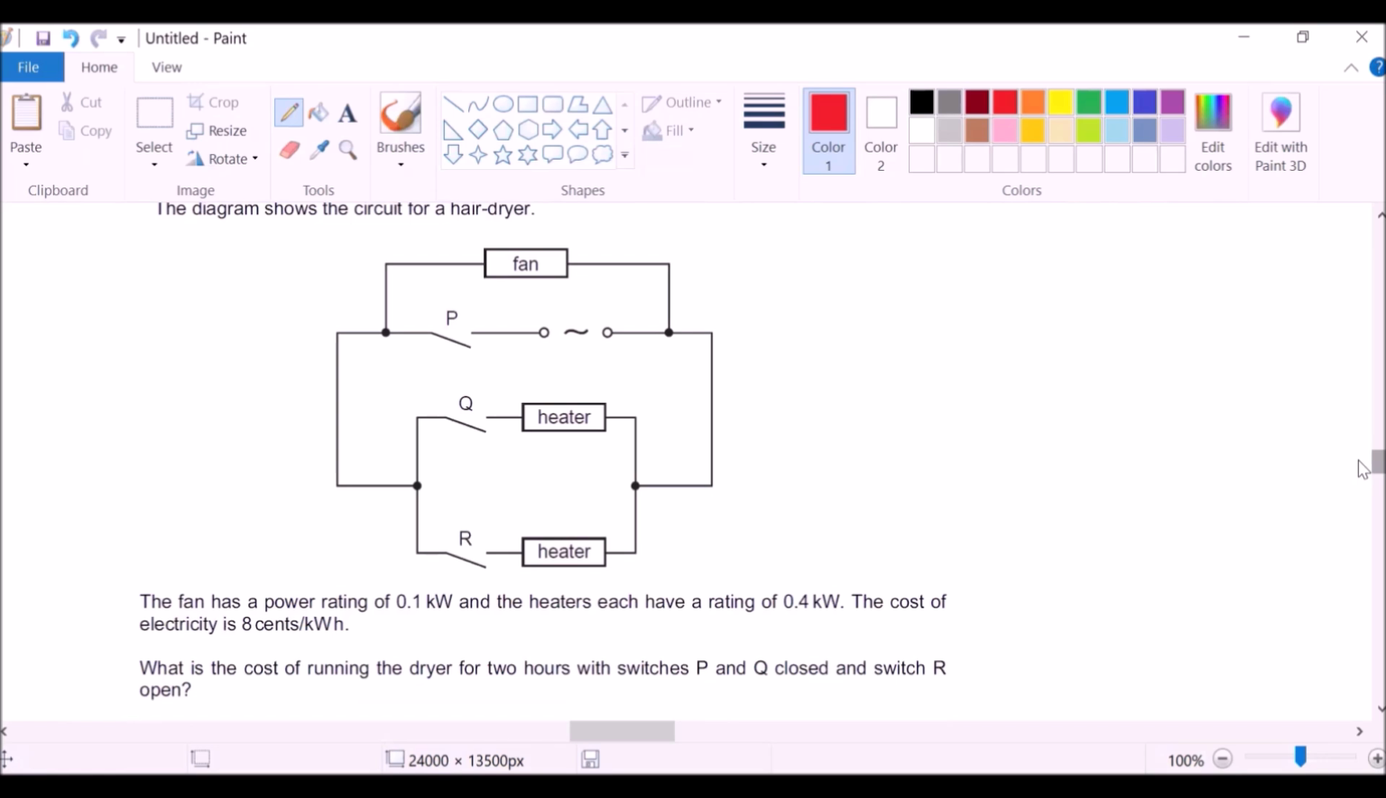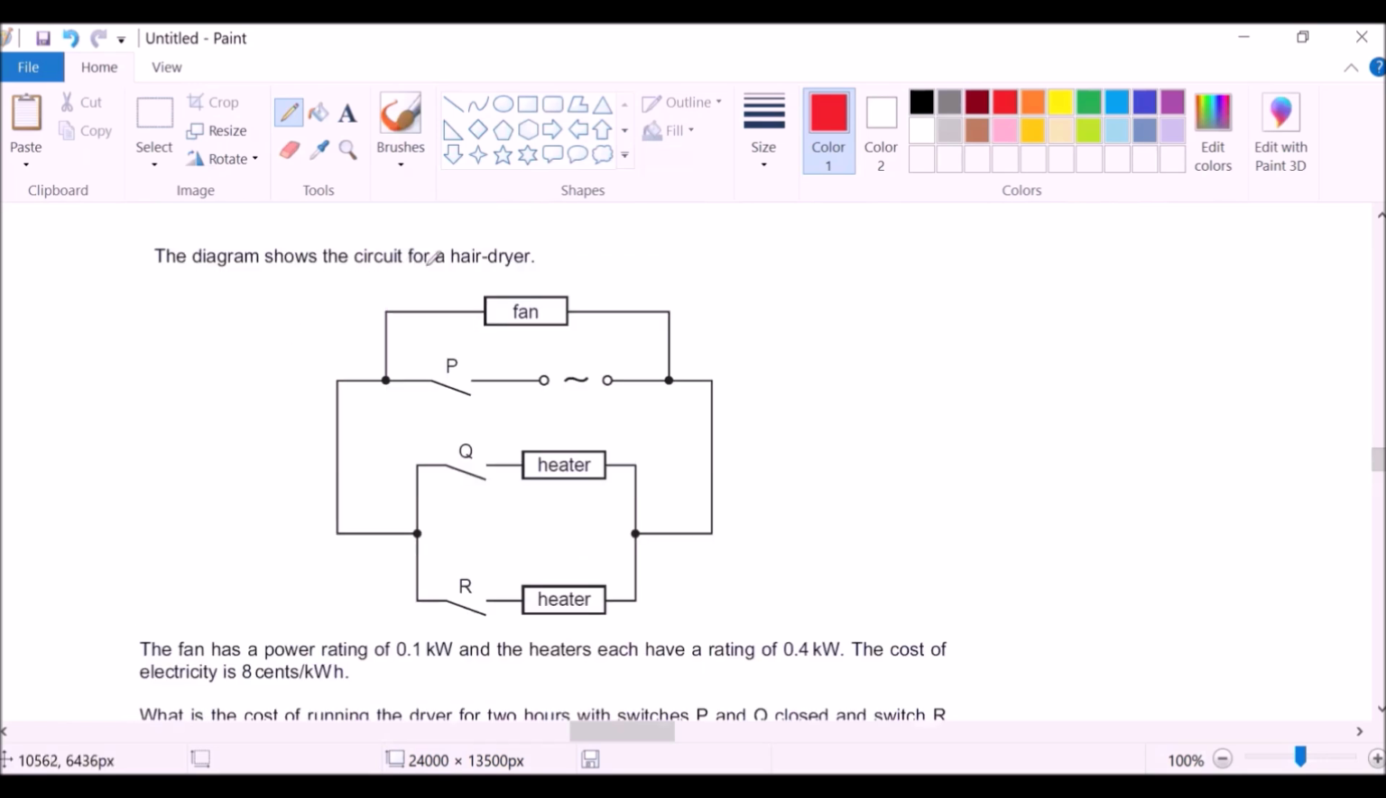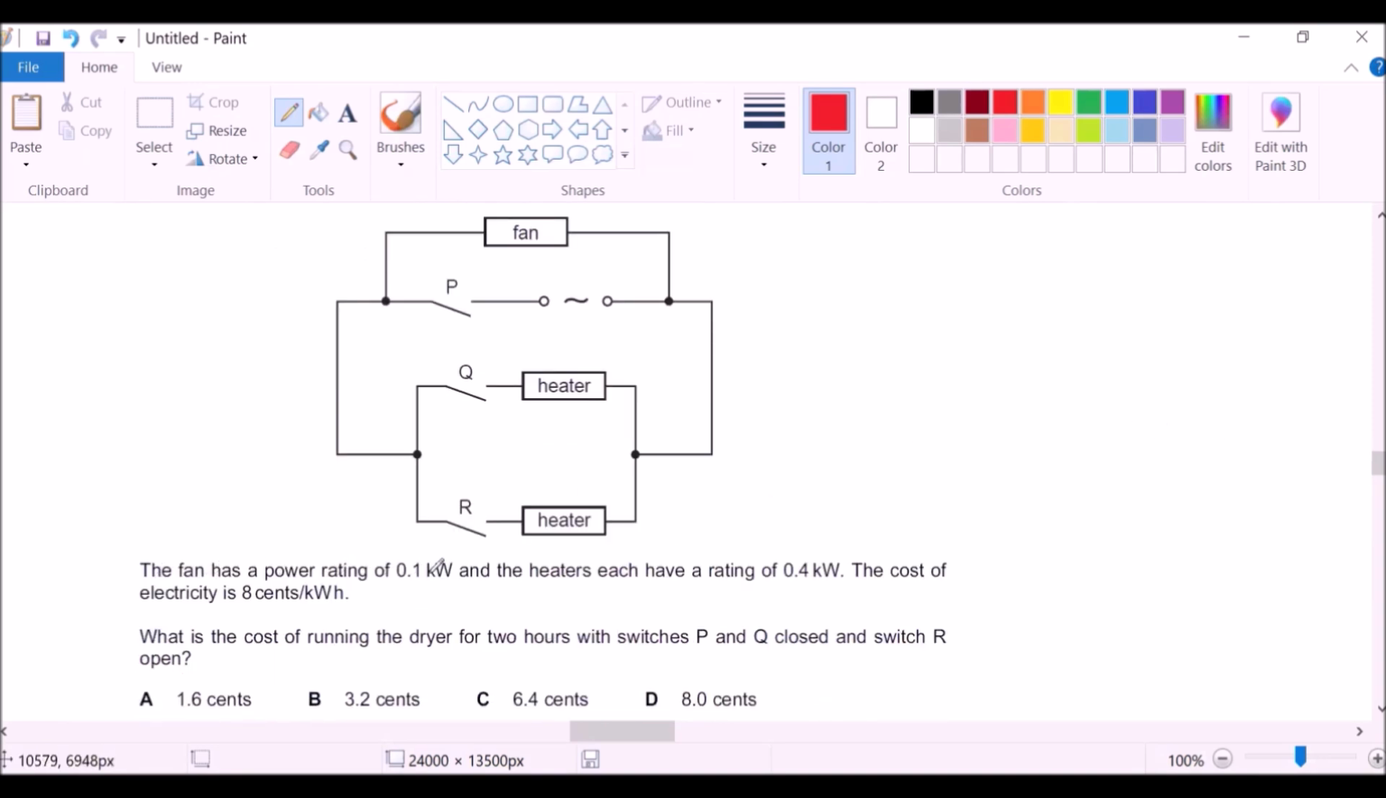Let's look at this question. The diagram shows the circuit of a hair dryer. We have a fan, heater. The fan has a power rating of 0.1 kilowatt and the heaters each have a rating of 0.4 kilowatt. What is the cost of running the dryer for 2 hours with switches P and Q closed and switch R open? So we are closing this P and Q.